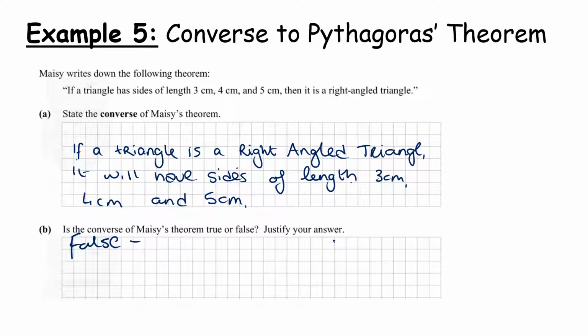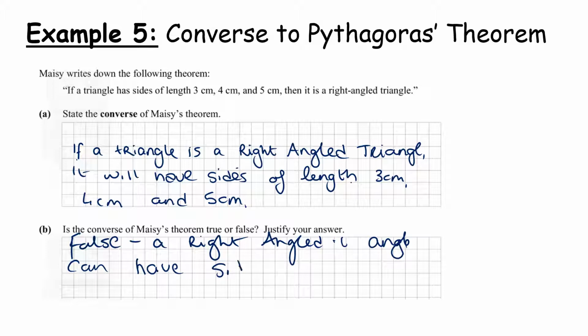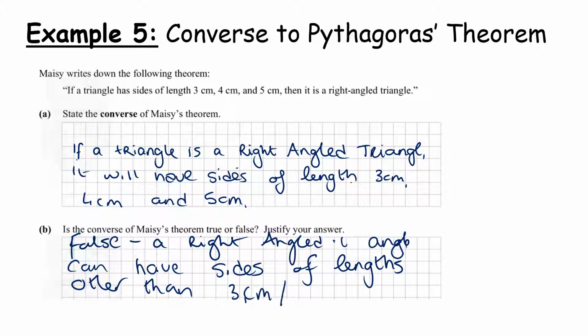In some cases it does, and Pythagoras' theorem does work both ways, but in the case of Maisie's theorem here, it won't. So is it true or false? Justify your answer. Well, it's false. A right angle triangle can have sides of lengths other than 3 centimeters, 4 centimeters, and 5 centimeters.